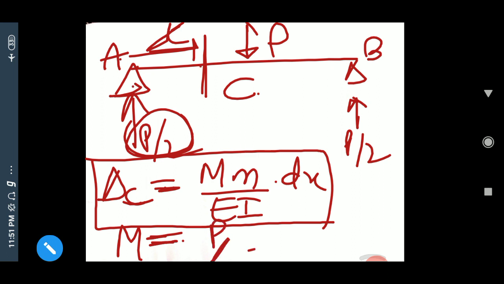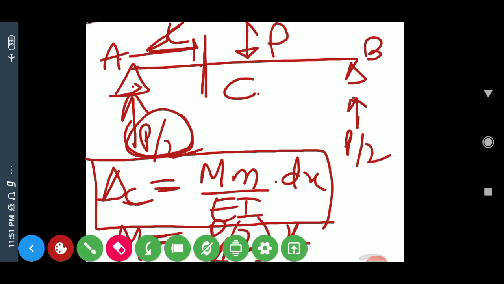P by 2 into x. This is the value of capital M. And now what is the value of this small m? To determine the value of this small m, we will remove all the loads acting on the beam and apply a unit load. Where?